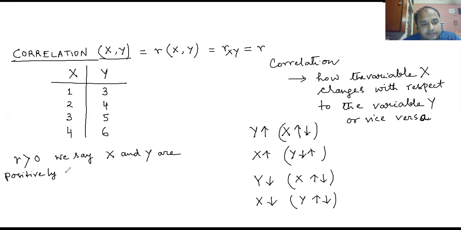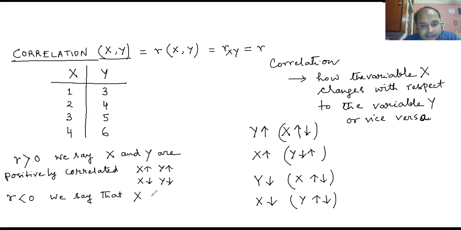Positively correlated. That means if capital X is increasing, capital Y is also increasing. If capital X is decreasing, capital Y is also decreasing. And if R is less than 0, we say that capital X and capital Y are negatively correlated.